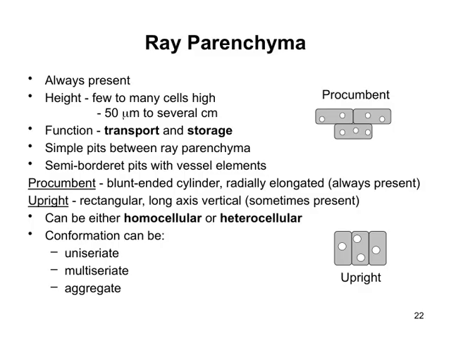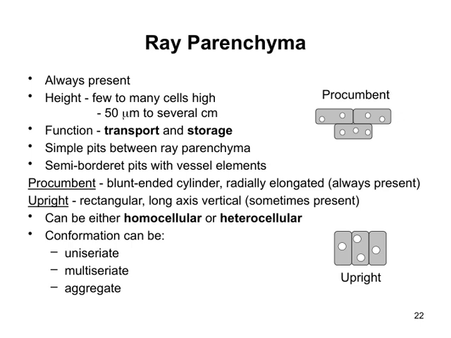Let's take a closer look at the ray parenchyma, which is always present in the wood tissue. You'll notice that its height can vary quite a bit, from just a few cells high to many cells, reaching lengths of 50 micrometers up to several centimeters. Its main functions are transport and storage, making it essential for moving nutrients and storing reserves within the plant. In terms of structure, ray parenchyma cells are connected by simple pits between them, allowing for effective communication and transfer of substances. When they are adjacent to vessel elements, we find semi-bordered pits, which help regulate the flow between different cell types.